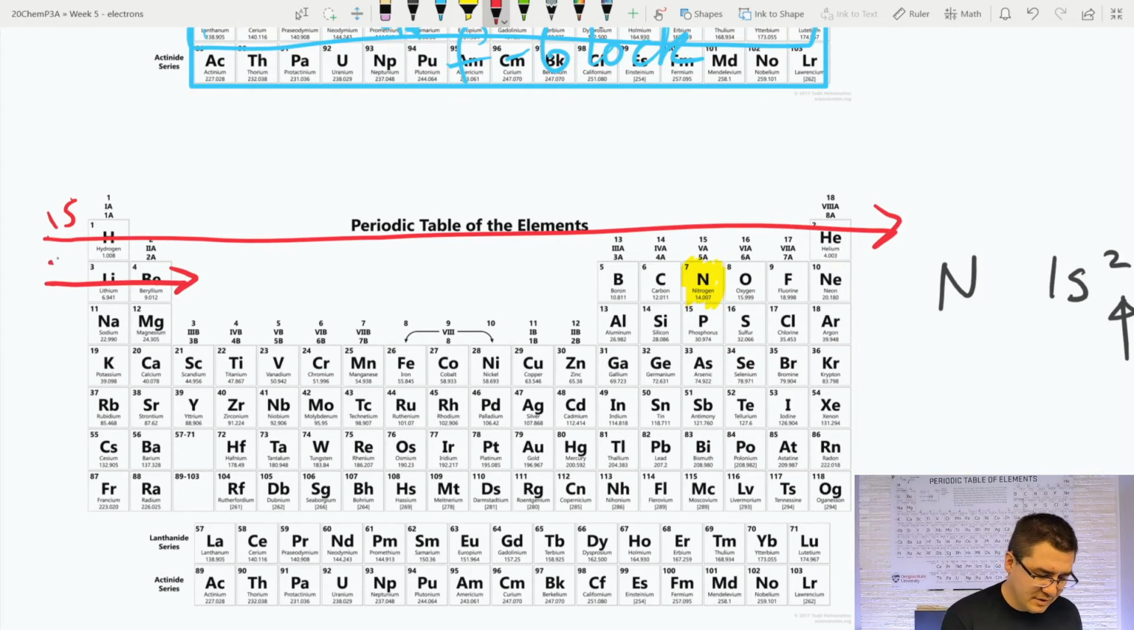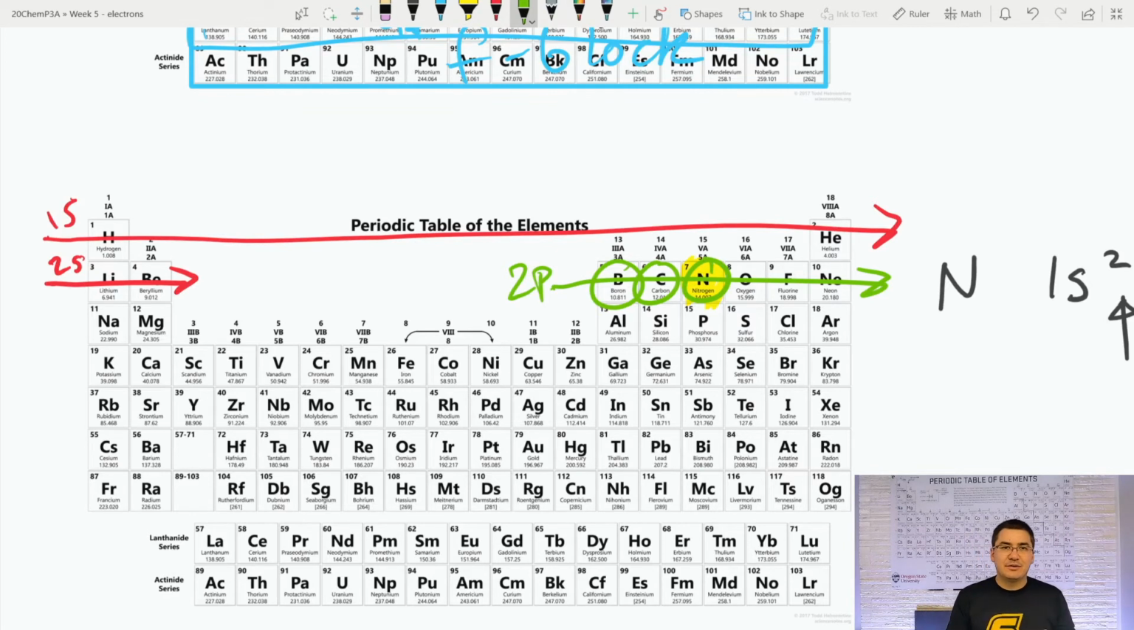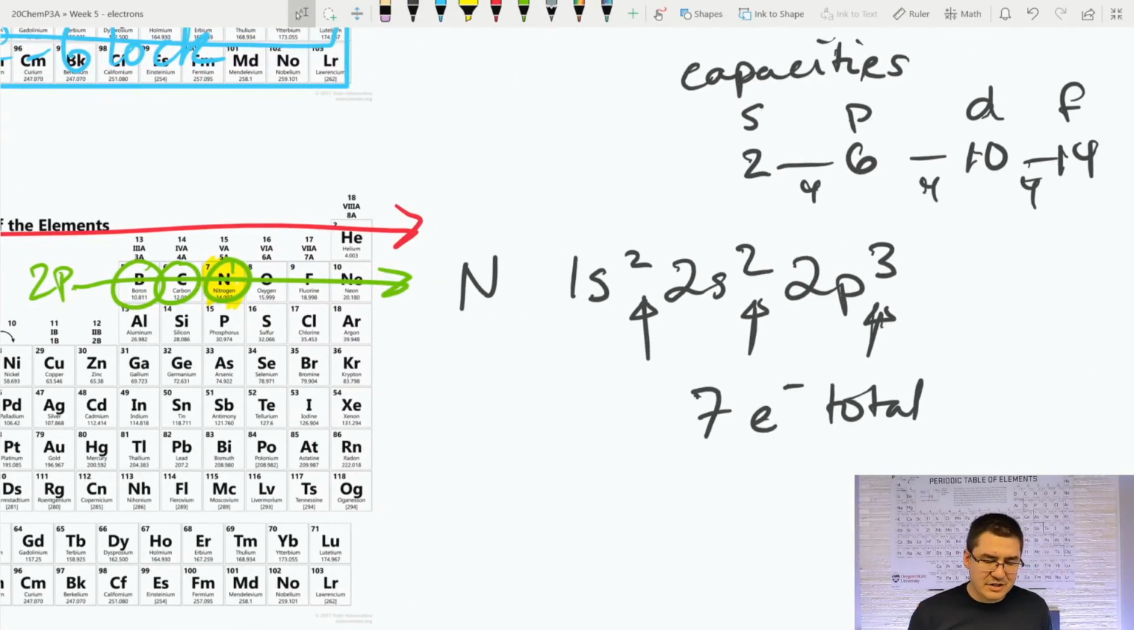Then I go through the 2s electrons, so that's electrons 3 and 4. Then I hit this new block of elements. This is the 2p, and I only needed 1, 2, 3 electrons out of the 6. Even though p orbitals can hold 6, I only needed 3 to fill up nitrogen, element 7. So nitrogen's electron configuration, we write as 1s2, 2s2, 2p3.